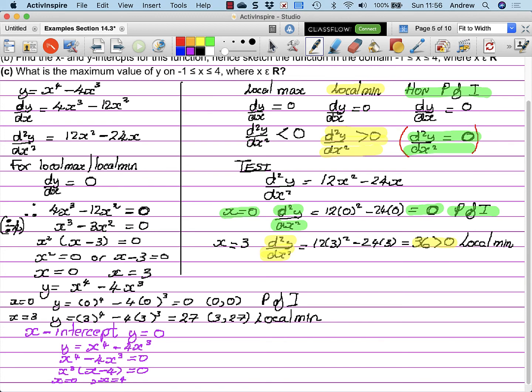Now, from last year's work, we've actually got x equals 0 three times. And we know that when it's x equals 0 three times, we have a cusp. And of course, a cusp is actually a point of inflection. So that's the end of that one. We're now looking at the y-intercept.